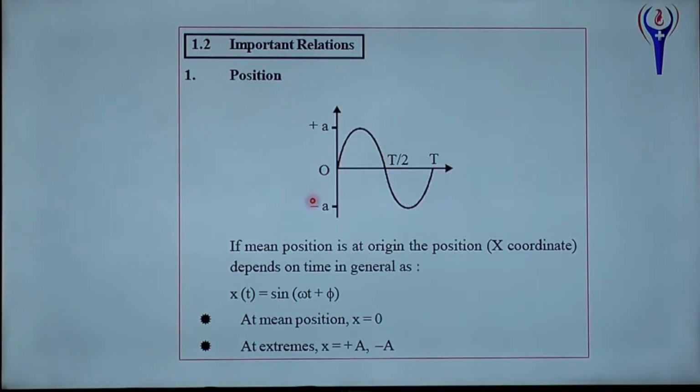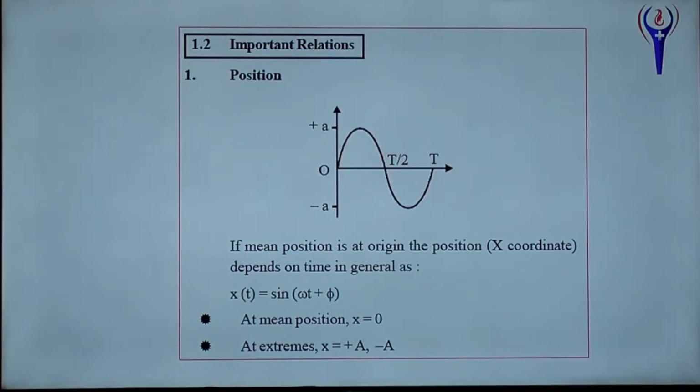And A represents what? A is the amplitude. And if the mean position is at the origin, the position depends on time in general as x of t equal to A sine omega t plus phi. And at mean position, at x equal to 0, it is 0. And at the extreme value, it will be maximum. Here it's 0 and maximum it goes like this.